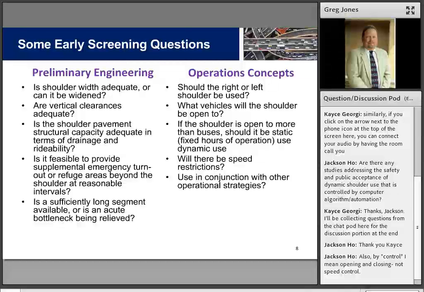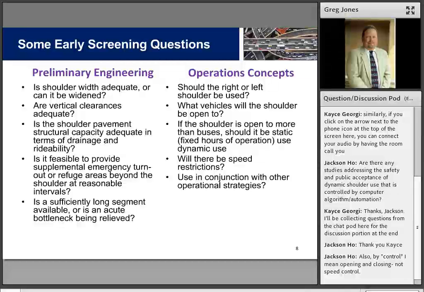From operational concepts, one of the main considerations is should the right or left shoulder be used, and the right shoulder has some very different operational characteristics than the left shoulder. In particular, on the right shoulder, you have a lot more merge and weaving considerations at interchanges. On the left shoulder, you have to look at how efficient it is to be able to get onto the facility and move over to that shoulder and then be able to exit from that shoulder as well.